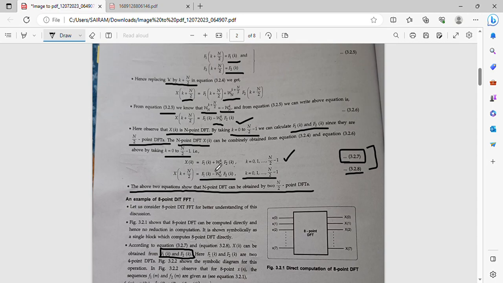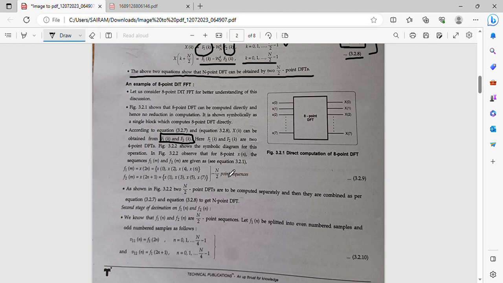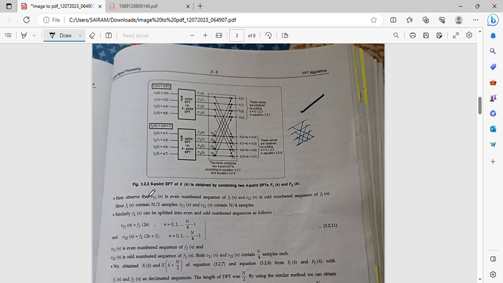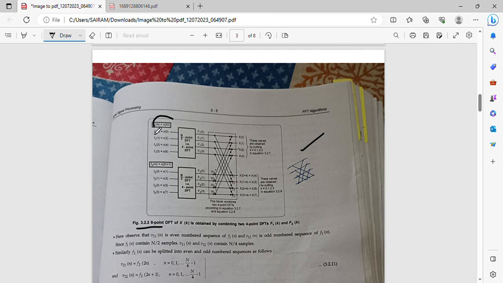So this is F1 of k in the equation and this is F2 of k in the equation. Those two are my 4-point DFTs, that is, two 4-point DFTs. Here you can see the symbolic diagram for this operation. In 3.22, observe that for the 8-point x of n, the sequences F1 of m and F2 of m are given. I told you about this F1 of m and F2 of m.